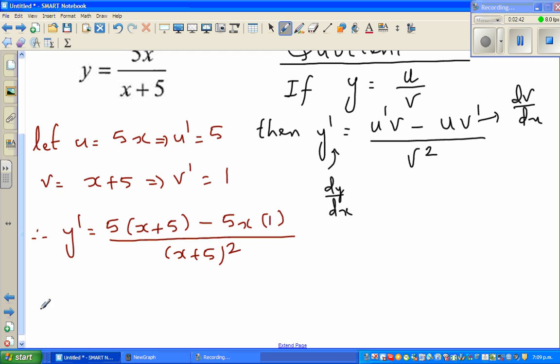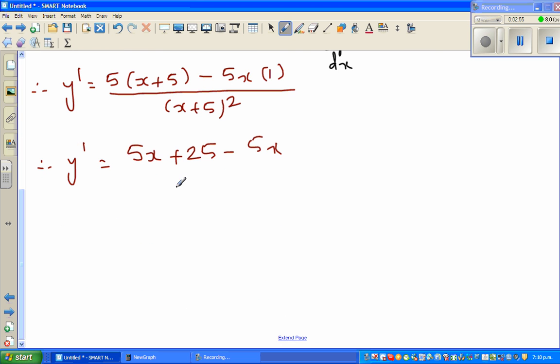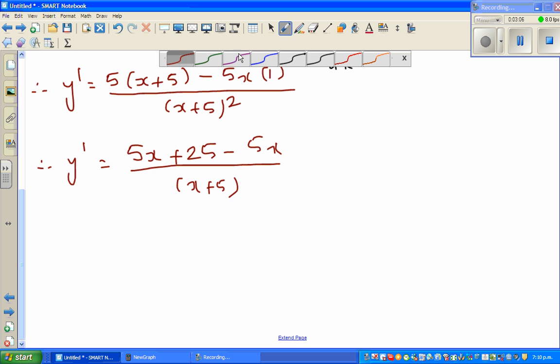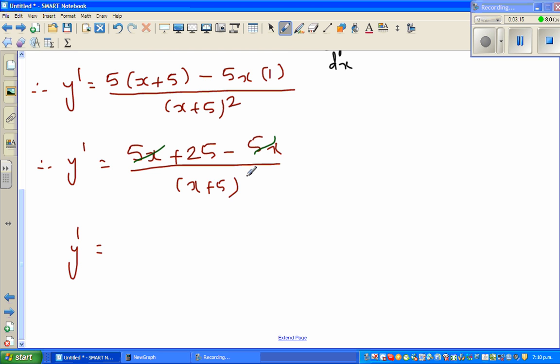Okay, so let's simplify the numerator. Therefore y prime is equal to 5 times x is 5x, and 5 times 5 is 25, minus 5x, over x plus 5 squared. So you can cancel 5x and minus 5x. So we are left with y prime, it should be squared here, so it's 25 over x plus 5 squared.